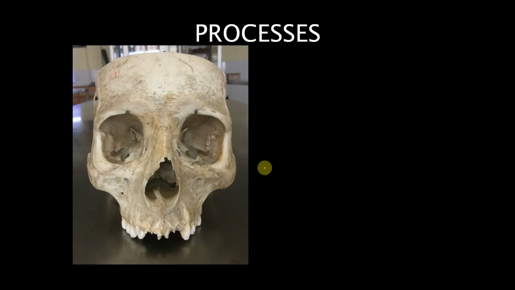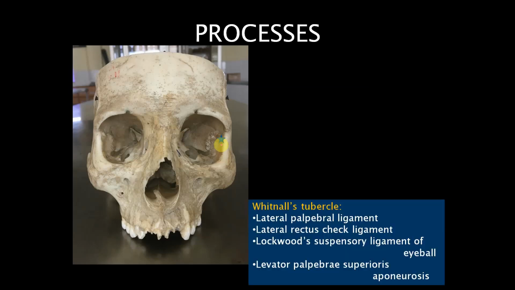Of the processes of the bone, the frontal process, on its orbital surface, around 1 centimeter below the frontozygomatic suture, has a tubercle which is called the Whitnall's tubercle. It is important because there are four structures of the orbit which attach here, all of them beginning with an L, which can help in memorization of this: the lateral palpebral ligament, the lateral rectus check ligament, Lockwood's suspensory ligament of eyeball, and the levator palpebrae superioris aponeurosis.